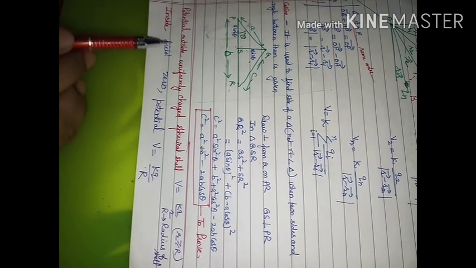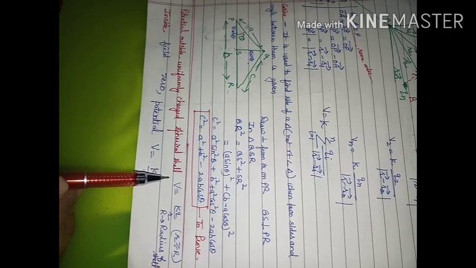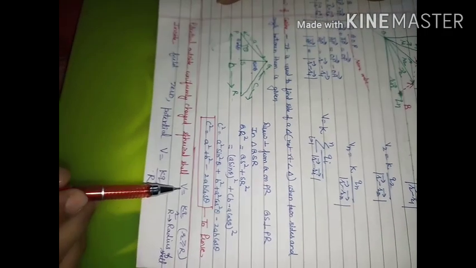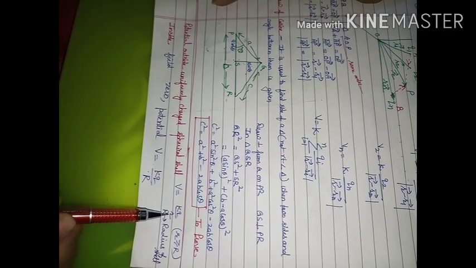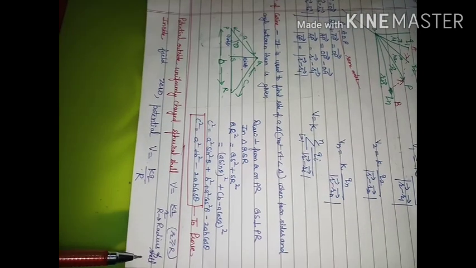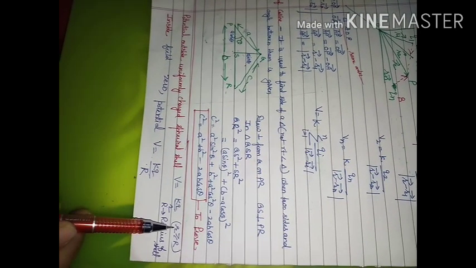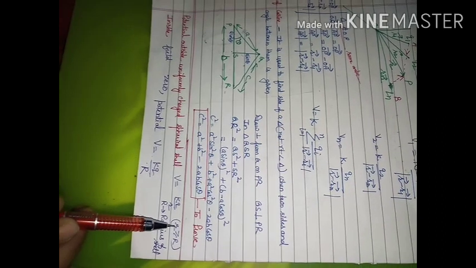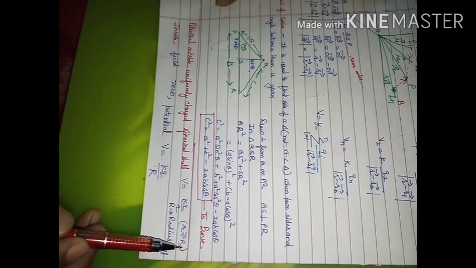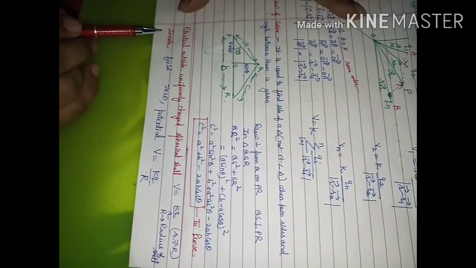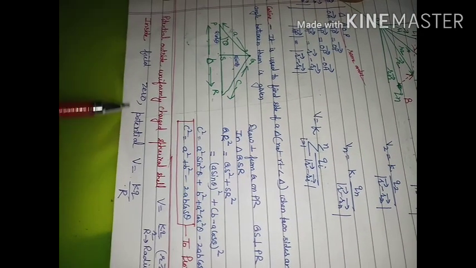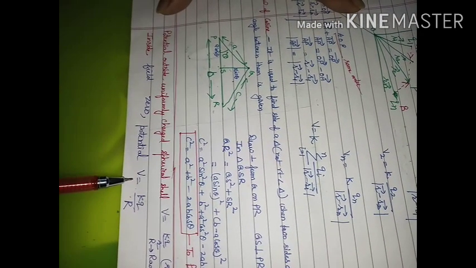Potential outside a uniformly charged spherical shell is given by V equal to KQ by R, where R is the radius of the shell and R is the distance of your point that is outside the shell. And if you consider inside, the field is 0 but the potential will have some value, that is V equal to KQ by R.